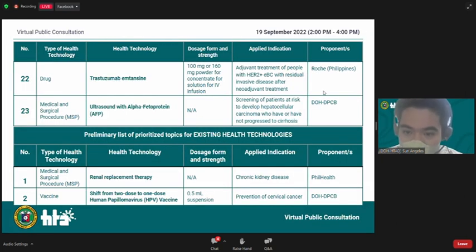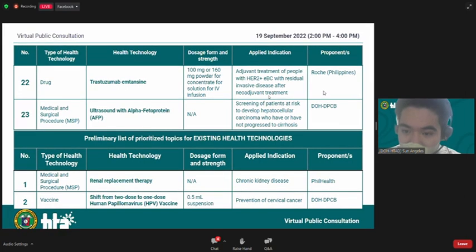Trastuzumab emtansine for the treatment of HER2 positive breast cancer with residual invasive disease after neoadjuvant treatment, submitted by Roche Philippines, and ultrasound with alpha fetoprotein for the screening of patients at risk to develop hepatocellular carcinoma who have not progressed to cirrhosis, submitted by DOH HTPC. And that's all for our new health technologies.